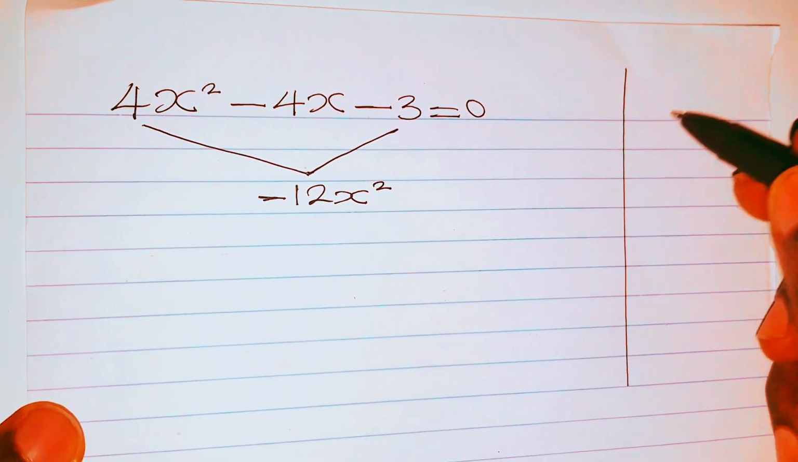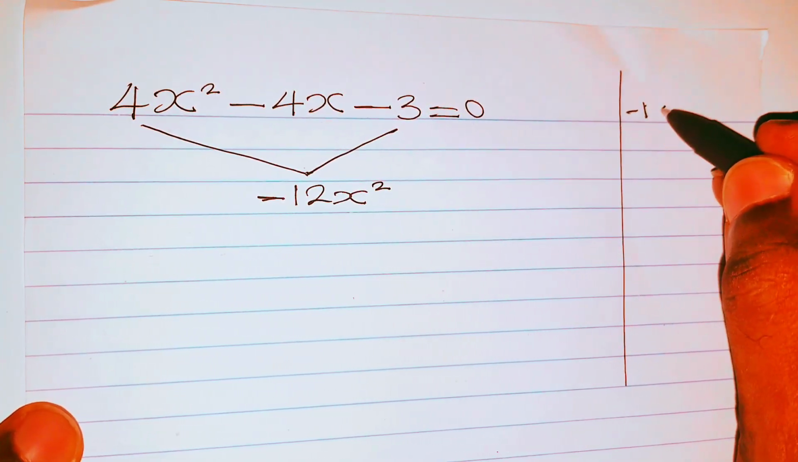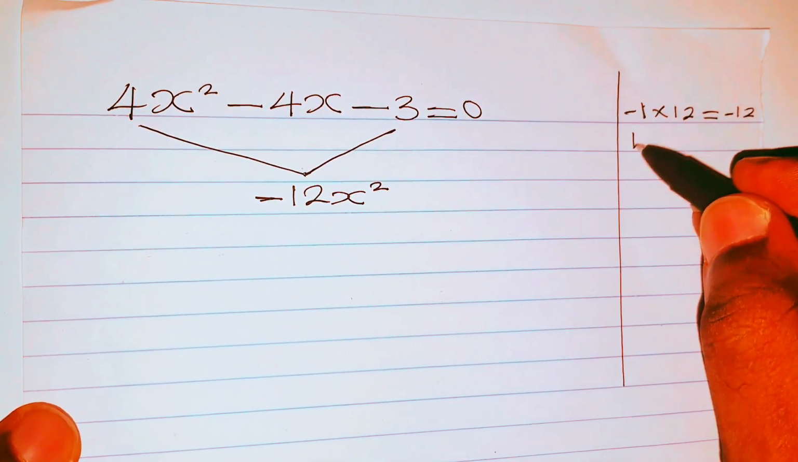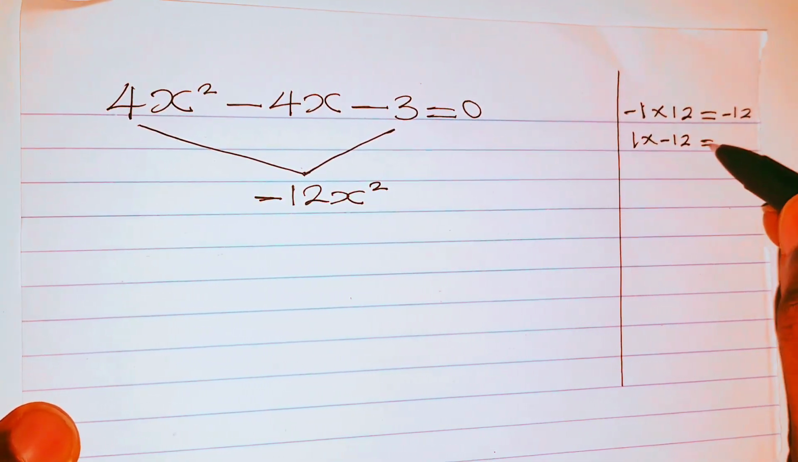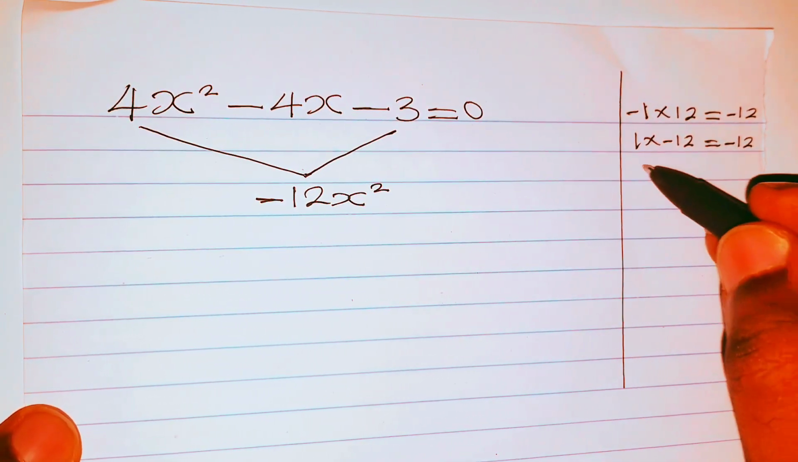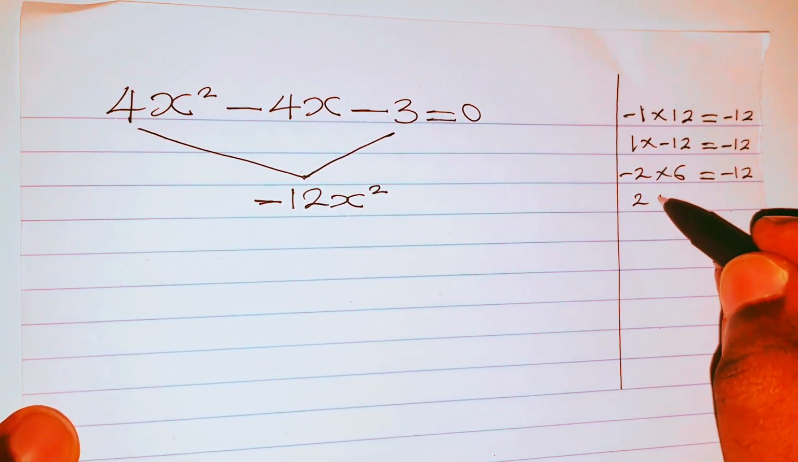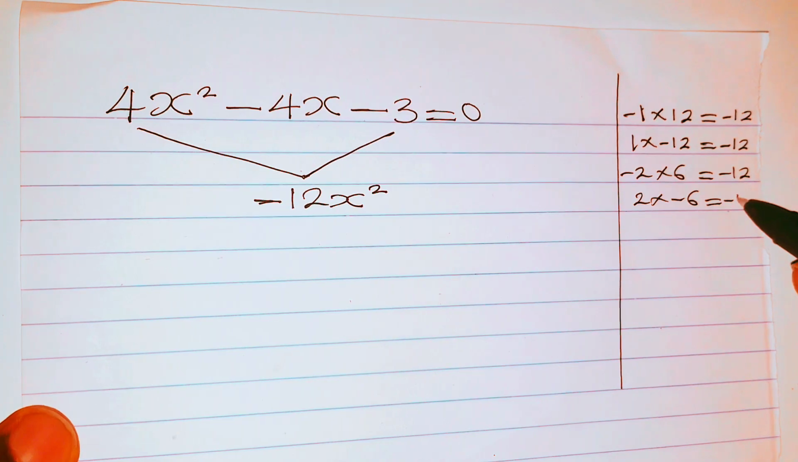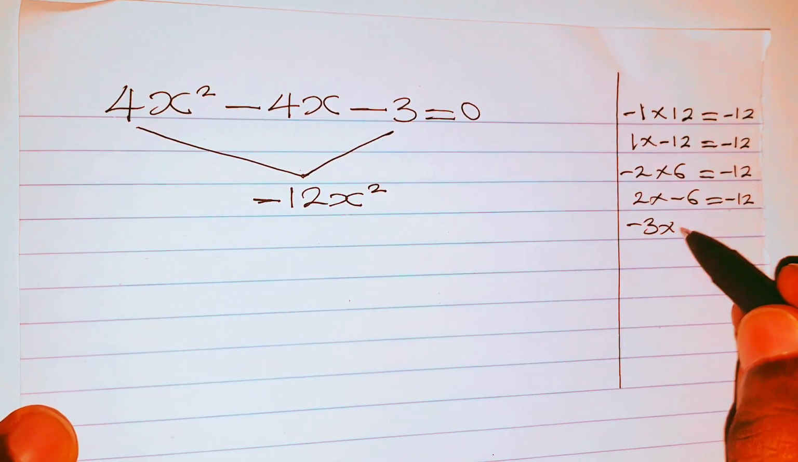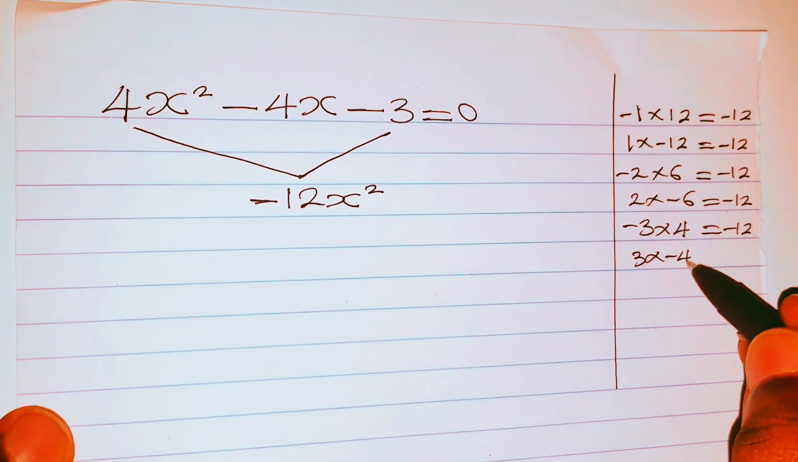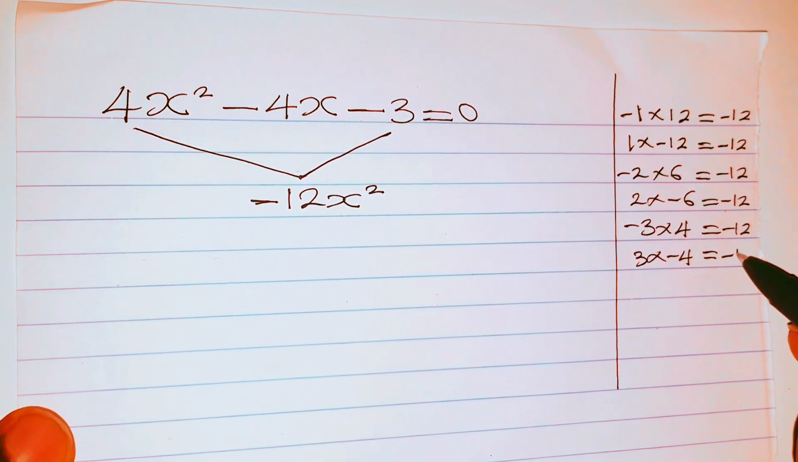The first set of factors is minus 1 times 12, that will be minus 12. And then 1 times minus 12, that's still going to be minus 12. And then minus 2 times 6, that's going to be minus 12. And then 2 times minus 6, that's going to be minus 12. And then minus 3 times 4, that's minus 12. And then 3 times minus 4, that's still going to give us minus 12.